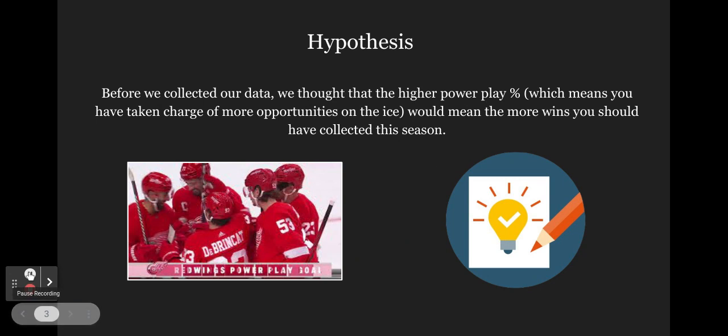Hypothesis. Before we collected our data, we thought that the higher power play percentage, which means you have taken advantage of more opportunities on the ice, would mean the more wins you should have collected this season.